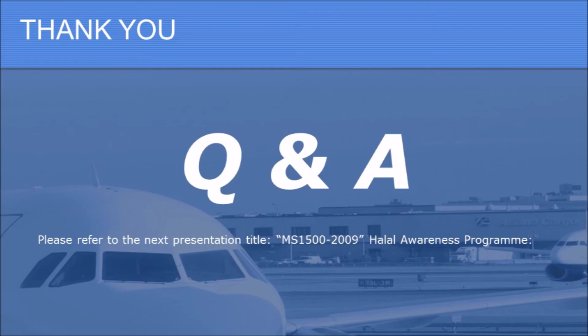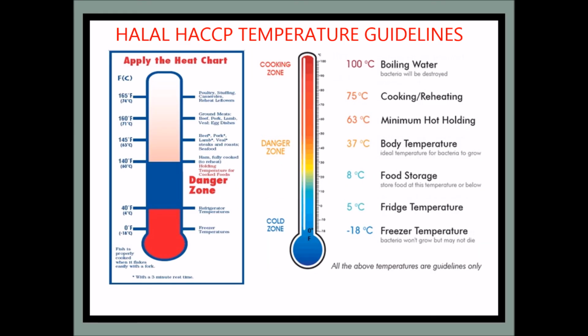To clarify, are all critical control points in the HACCP also considered as halal control points, which also include halal? Yes. Under the halal control point, it can also be considered under the hazard control point, the HACCP. Okay, good. Is there any question?